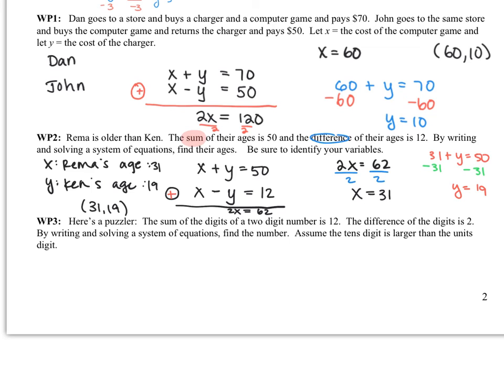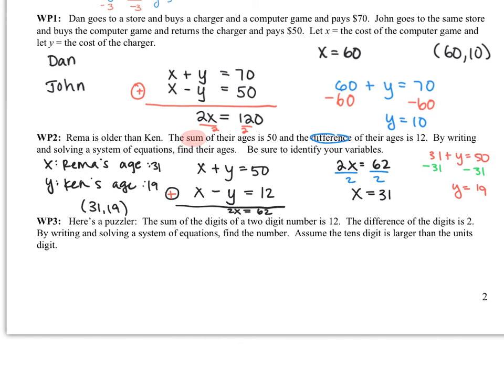So in this case, when I add, I get x plus x, which is 2x. Remember, y plus negative y cancels. 50 plus 12 is 62. So my equation is 2x equals 62. And then I divide by 2 to get x equals 31, which is Rima's age. Now remember that if I took Rima's age plus Ken's age, I would get 50, which means that Ken's age would need to be 19. I can also check that this makes sense by checking the difference of their ages, which the difference between 31 and 19 would be 12.